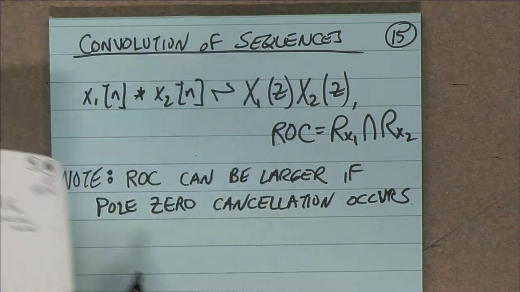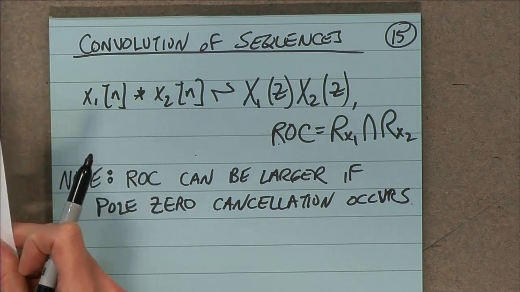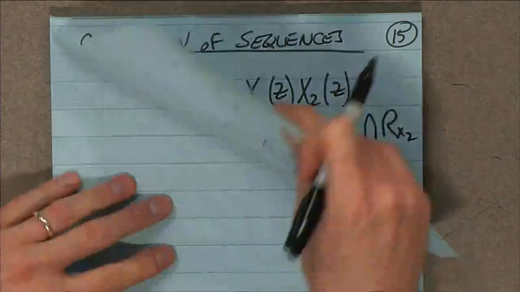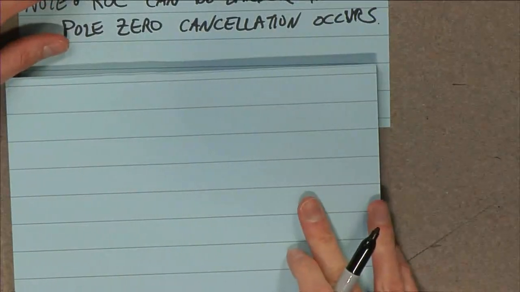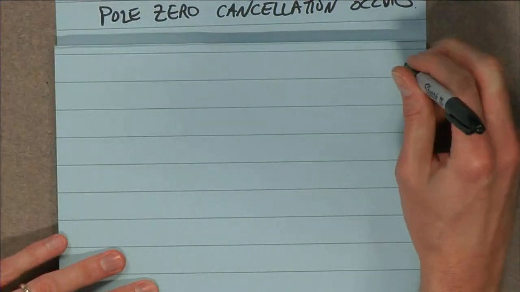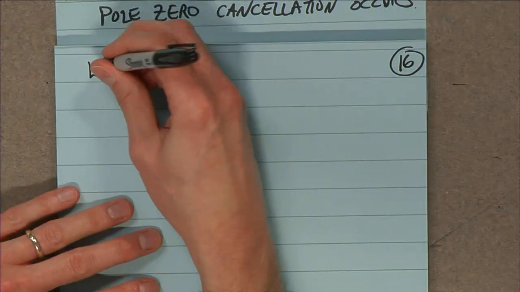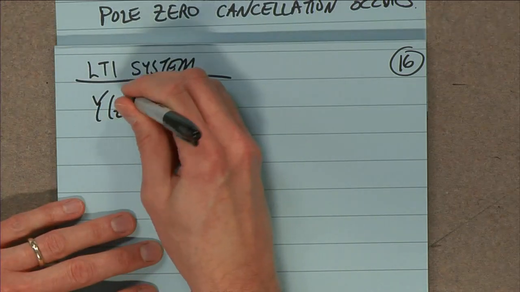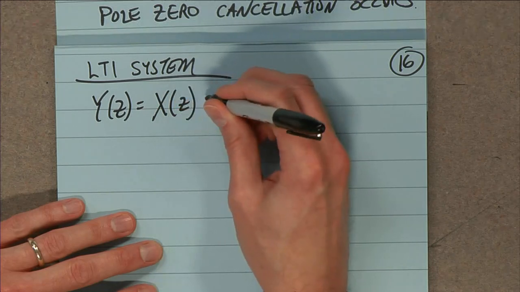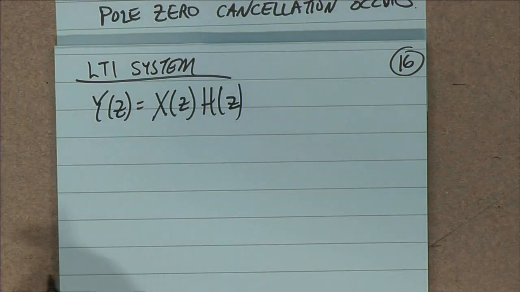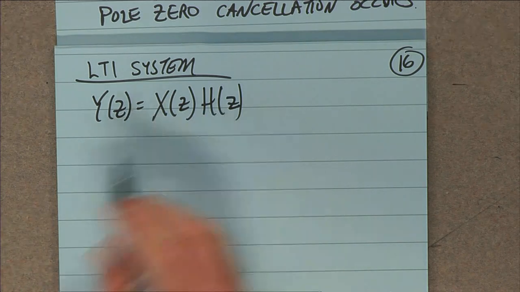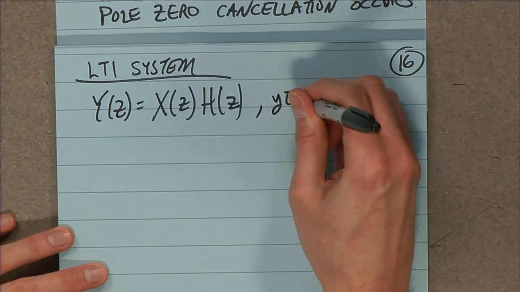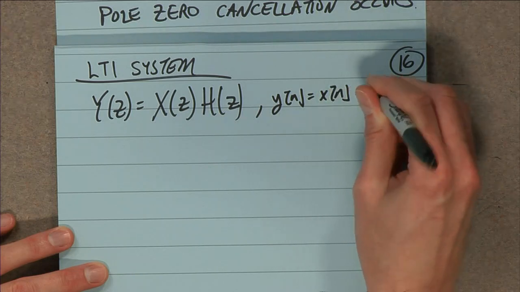Let's see. I'll just jump right to using this to analyze LTI systems here. So let's suppose we have an LTI system. Y of z, our output variable, is what? X of z, the input, times H of z, the system function, which is the z transform of the impulse response, right? And we know since that relationship, y of n is just x of n convolved with h of n.